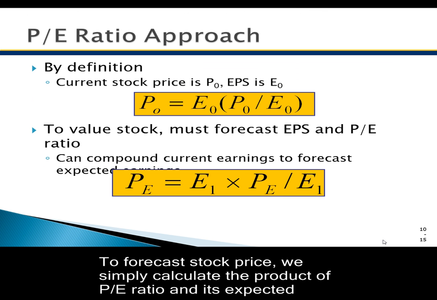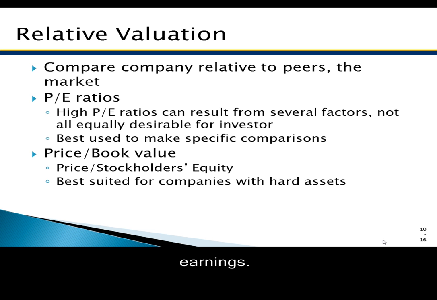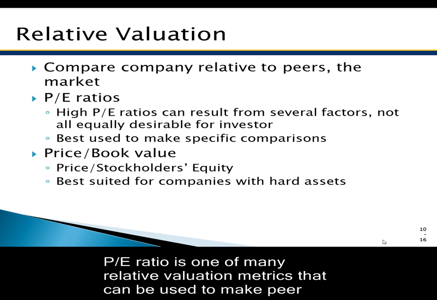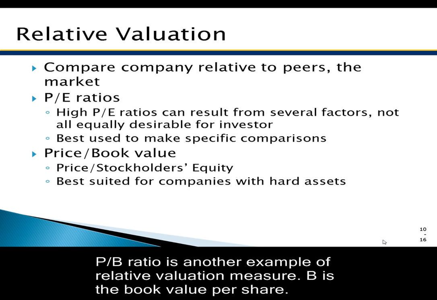To forecast stock price, we simply calculate the product of P/E ratio and expected earnings. P/E ratio is one of the many relative valuation metrics that can be used to make peer comparison. P/B ratio is another example of relative valuation measure.